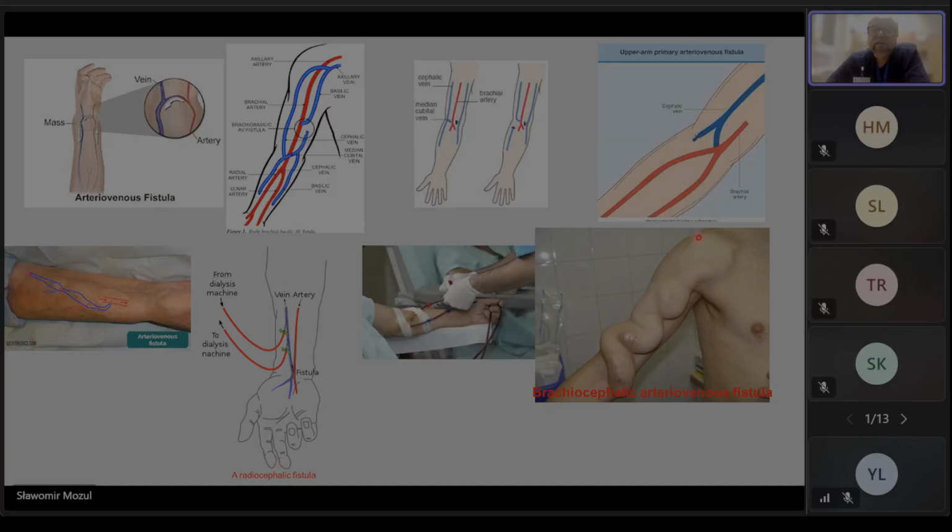In this lower picture, we can see a very large pathological arteriovenous fistula. This fistula requires surgical correction.